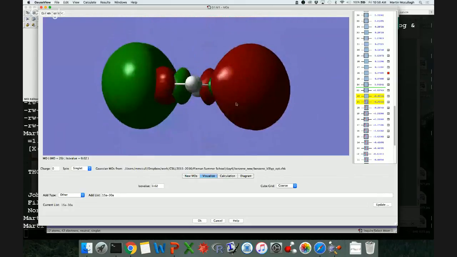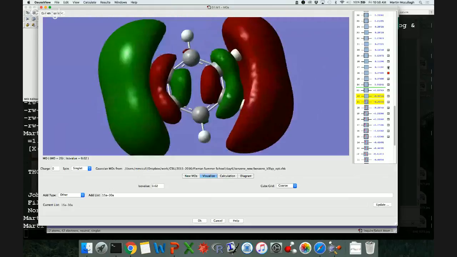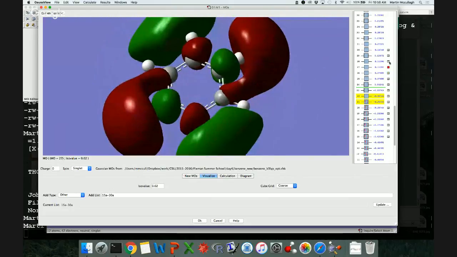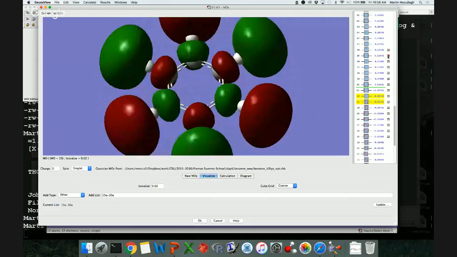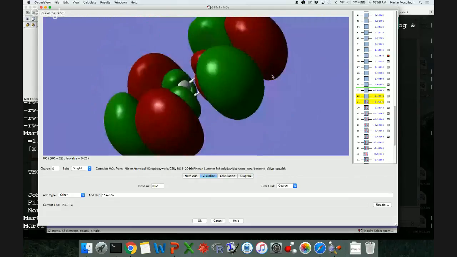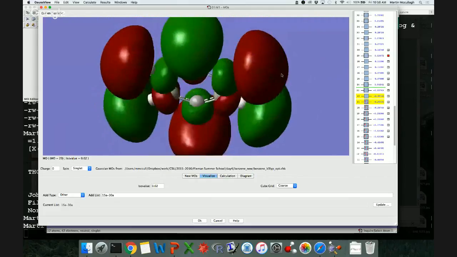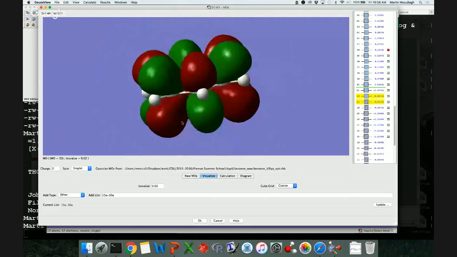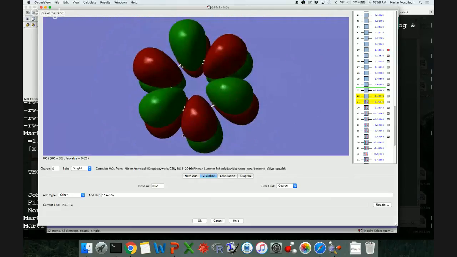What about this one? Good. This one? So it's sigma star, but yeah, sigma-like. This one's funny. But sigma or pi-like. Good. What about this one? Good. So this is the completely alternating one, right? As many nodes as you can possibly make. This is the last pi star orbital, so we could stop looking at orbitals at this point, right?